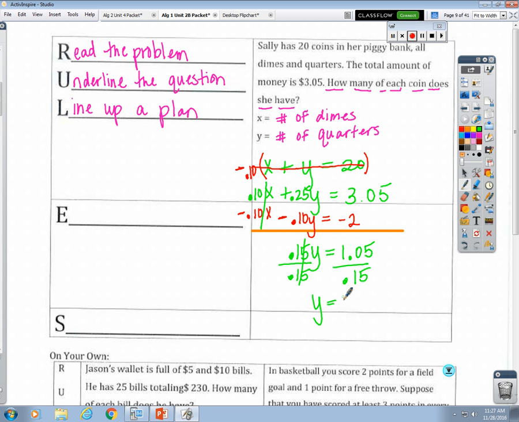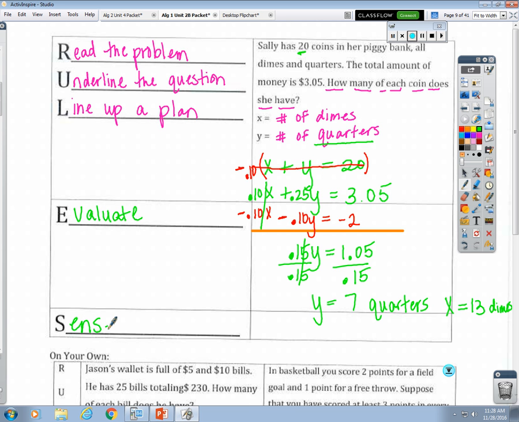7? Okay. So what does that 7 represent? Which is the quarters. Okay, so if we have 7 quarters, that automatically means we have how many dimes? 13, because we had a total of 20 coins. Okay, now let's make sure we forgot to write the word evaluate, which we just did. And now we have to make sure it what?